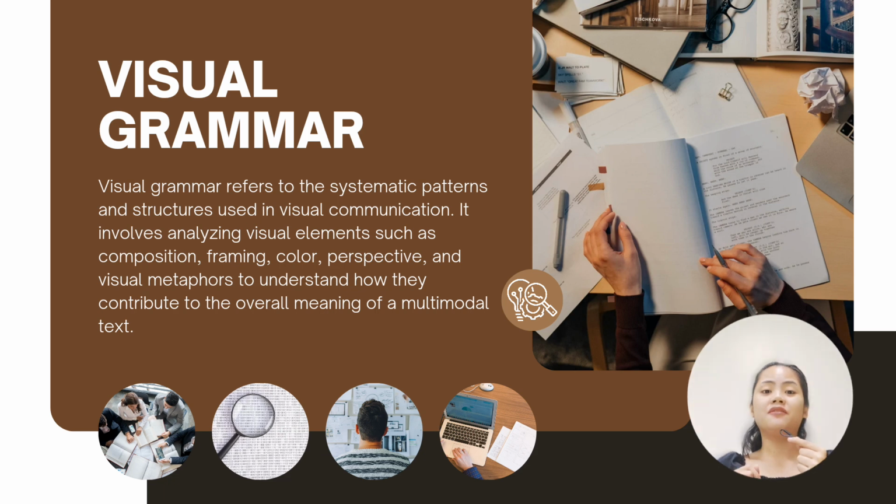Lastly, the visual grammar. Visual grammar refers to systematic patterns and structures used in visual communication. It involves analyzing visual elements such as composition, framing, color, perspective, and visual metaphors to understand how they contribute to the overall meaning of a multimodal text.